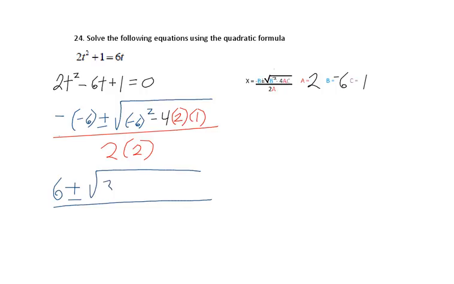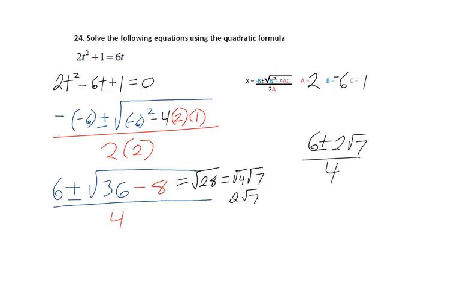6 squared is 36. 4 times 2 times 1 is 8, and 2 times 2 is 4. Working the inside, 36 minus 8 is 28. 28 is not perfect, but two numbers that make 28 are 4 and 7. And I like 4. It's perfect. It's 2. So you're left with 6 plus or minus 2 square root 7 over 4. Notice that 6, 2, and 4 are all even, so you can divide all by 2. So you get 3 plus or minus the square root of 7 over 2.